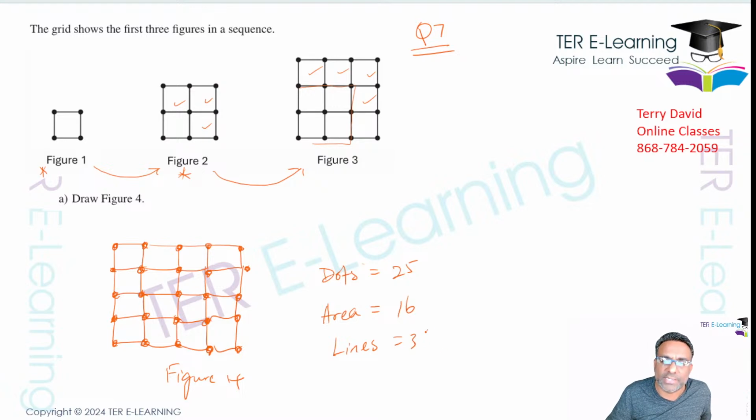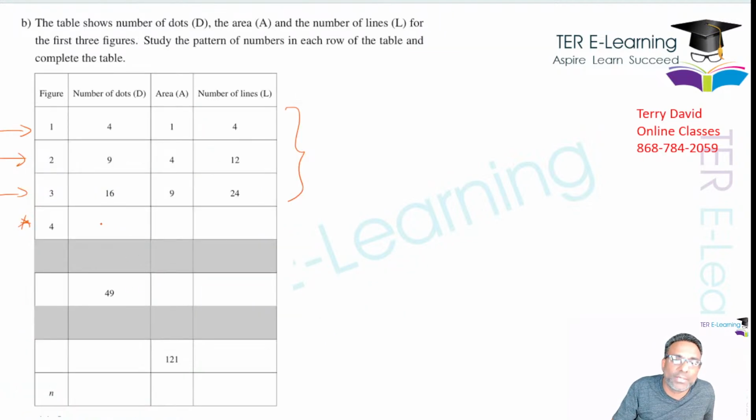I'm seeing 36, right? So you can check it and see what you get. So the number of dots is 25. That's what I'm getting. This one here is 16. And the number of lines I'm getting is 36. So I got that straight from my diagram, right?